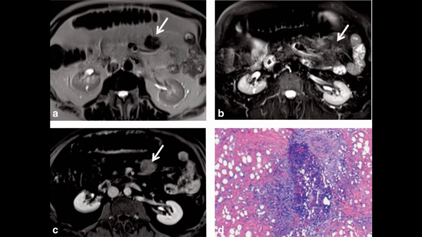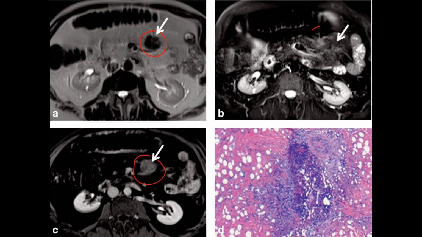Now this is one more case. It's a variant of sclerosing mesenteritis. This is a case in which there is acute inflammation and there are fibrotic forms of sclerosing mesenteritis. So we can see again a T2 weighted image. We can see a hypointense lesion which is showing enhancement in the delayed images.